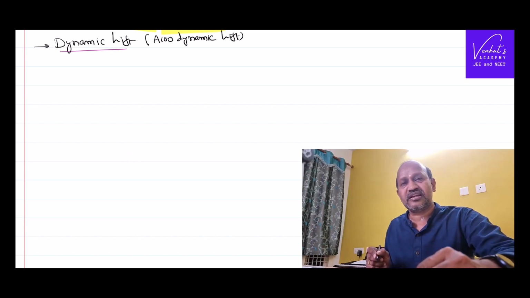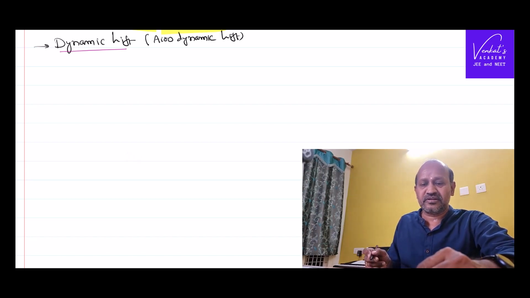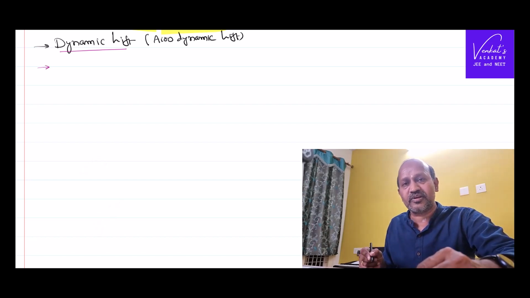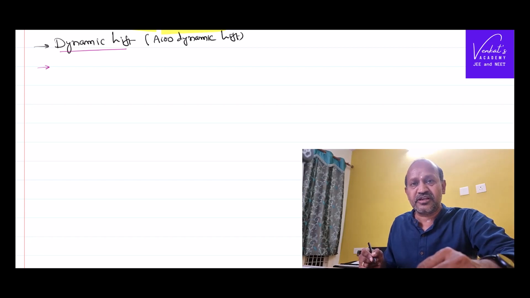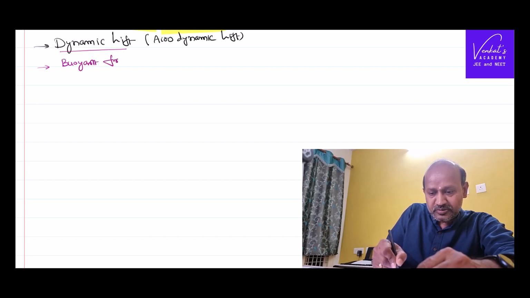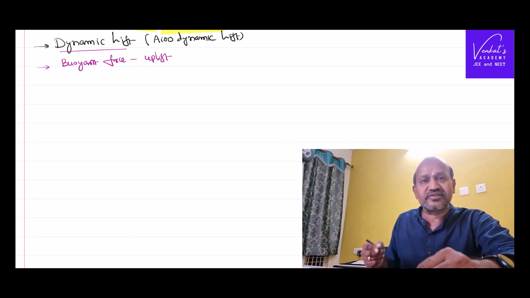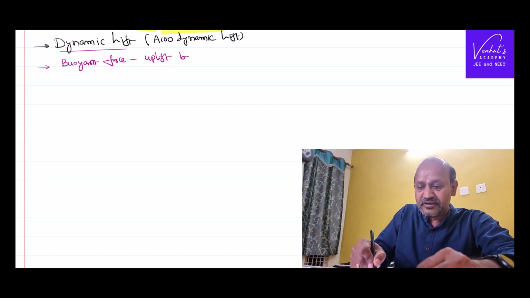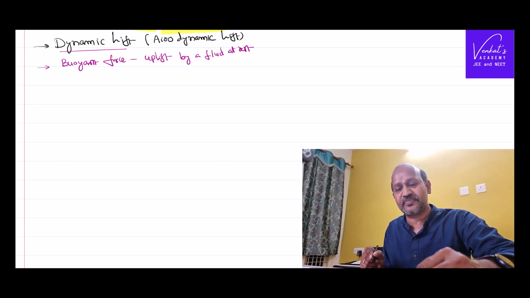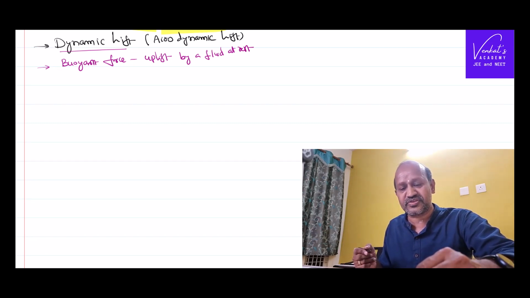Let's try to understand what we mean by dynamic lift. Before that, we understand that when a body is in a static fluid, it experiences an upthrust, and that upthrust is called buoyant force. So the buoyant force is an upthrust experienced by a body in a fluid that is at rest. That fluid is in a state of rest. Then it is experiencing an upthrust.